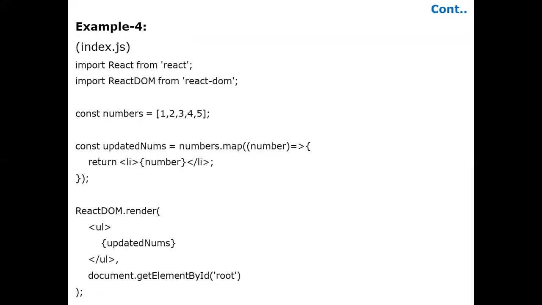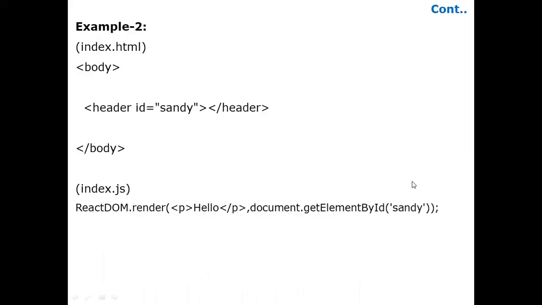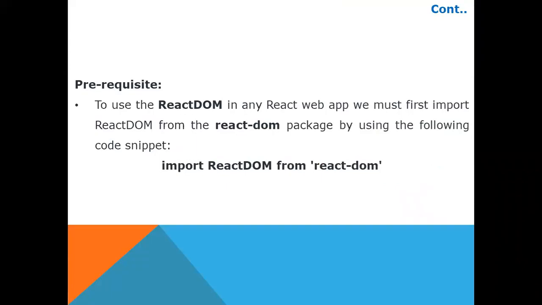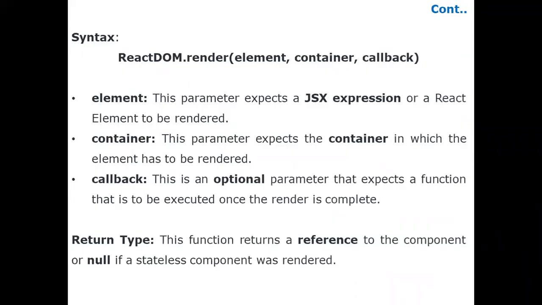So that's a simple explanation for this. We have studied in this session about the React DOM. Under that, we have one very important method, render, which consists of 3 parameters: element, container, callback. Okay, so that's about the session over here.